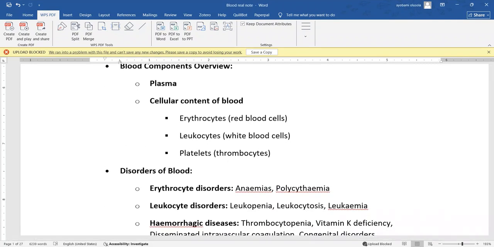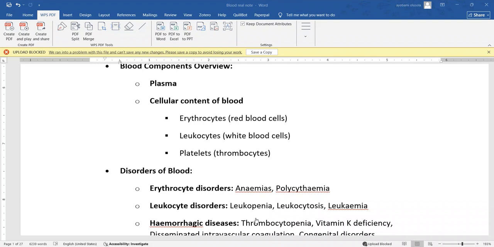We have erythrocytes. Erythrocyte is otherwise known as the red blood cells. We have the leukocytes. Leukocyte is otherwise known as what? The white blood cell. And we have the platelets. The platelet is otherwise known as the thrombocytes. Thrombocytes. Okay. So it's important that you know these other names. If you know erythrocyte, know that erythrocyte is red blood cell. And if you know leukocytes, know that leukocyte is white blood cell. Knowing the other name is important.